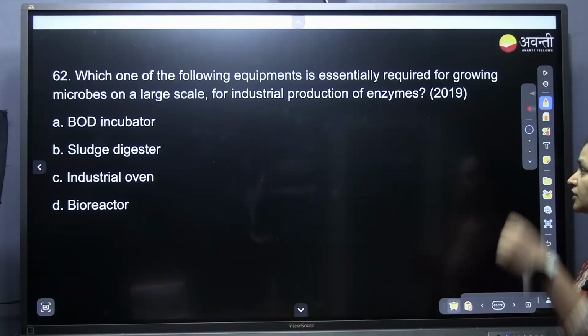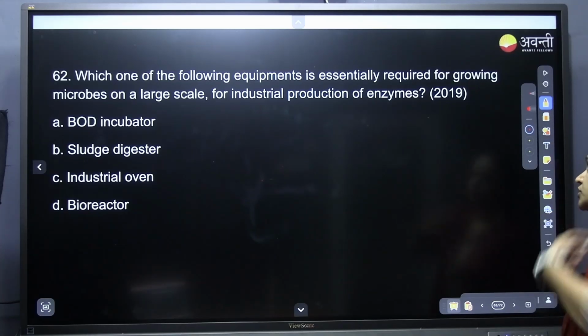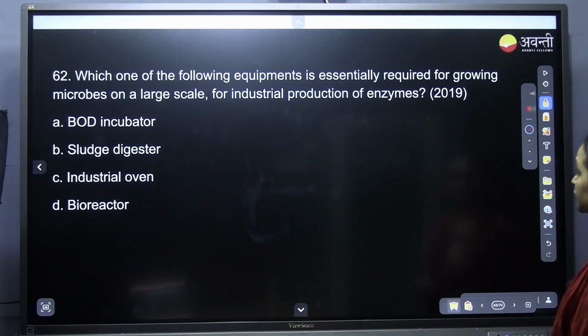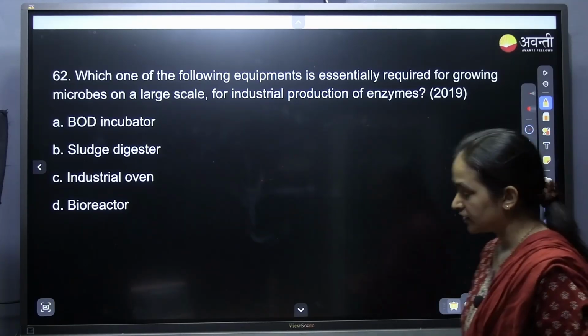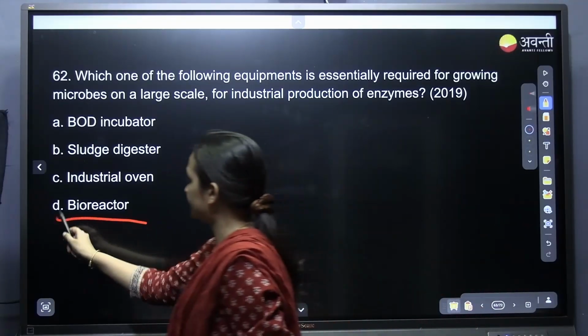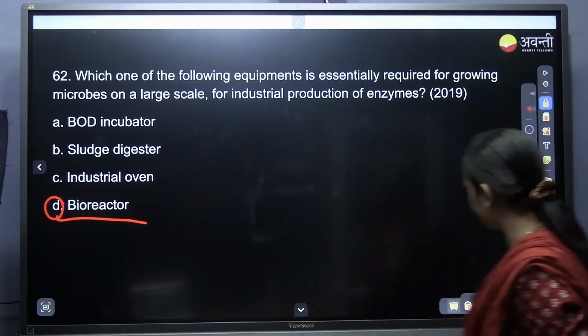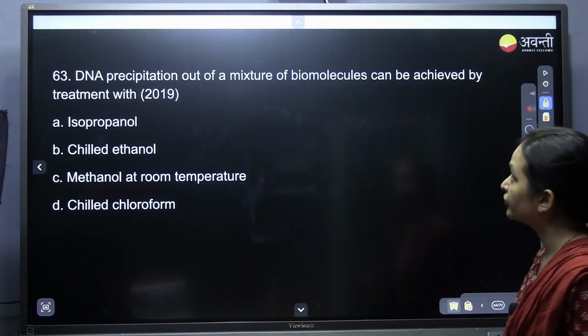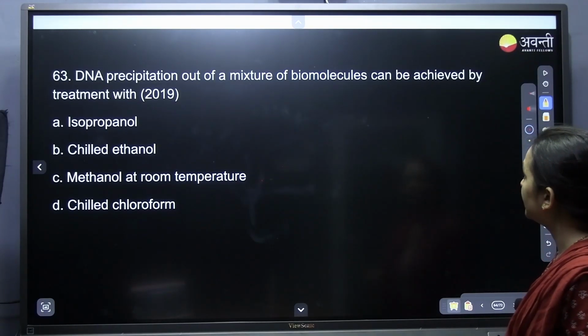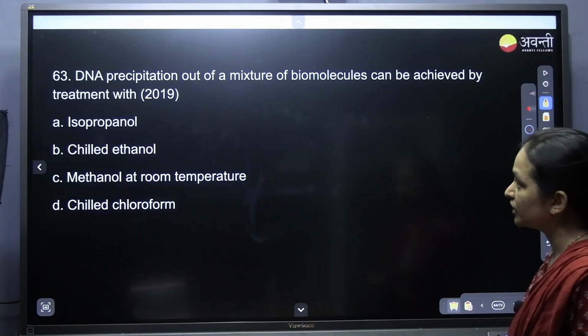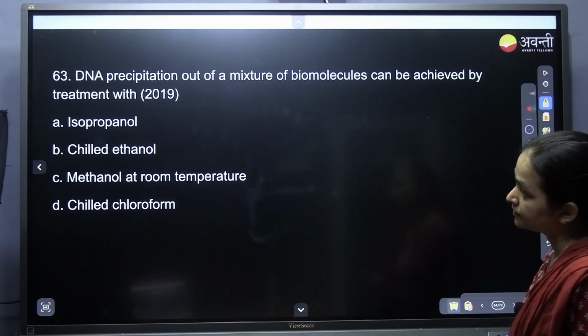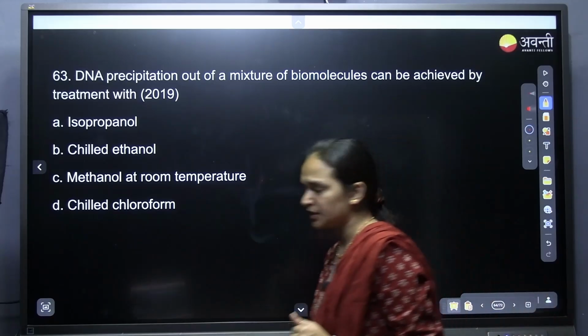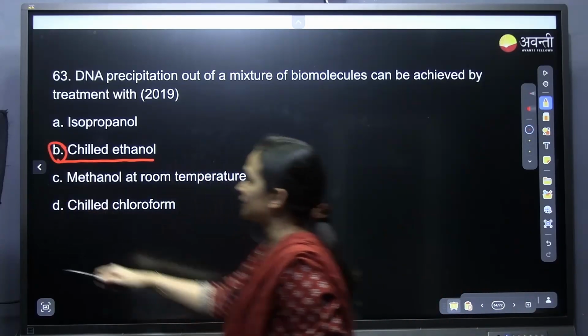Which one of the following equipment is essentially required for growing microbes on larger scale for industrial production of enzymes? Bioreactor. DNA precipitation out of a mixture of biomolecules can be achieved by treatment with? Chilled ethanol. How many times has this been repeated? This is the third time we are doing this question.